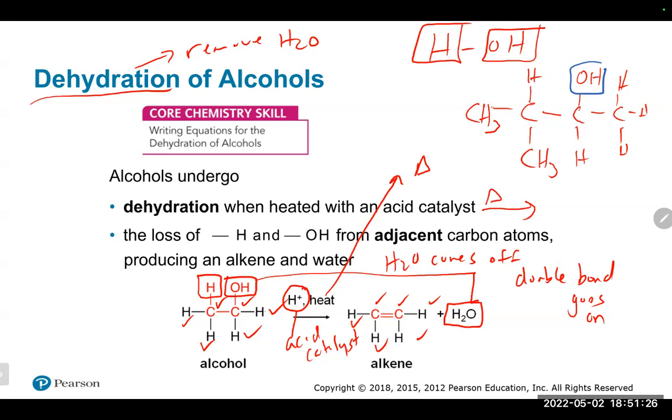Now, the rule is that when you're taking the water out in a dehydration reaction, the hydrogen gets removed from the carbon that has the least number of hydrogens to begin with. So what we're talking about is this carbon here, which has how many hydrogens directly attached? Just one. This carbon over here has 3 hydrogens directly attached.